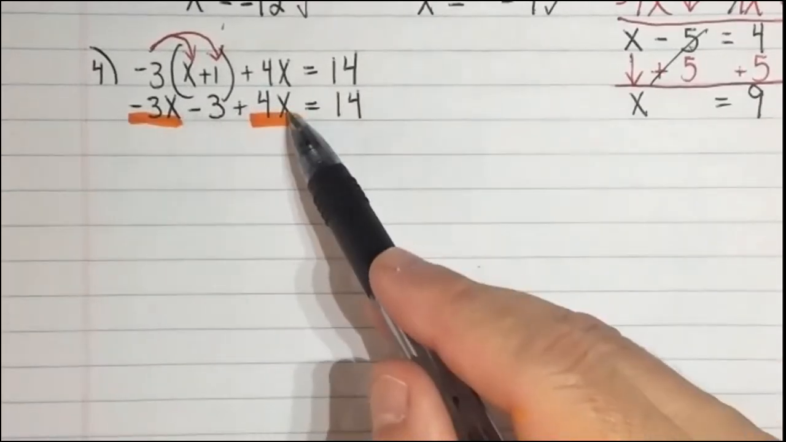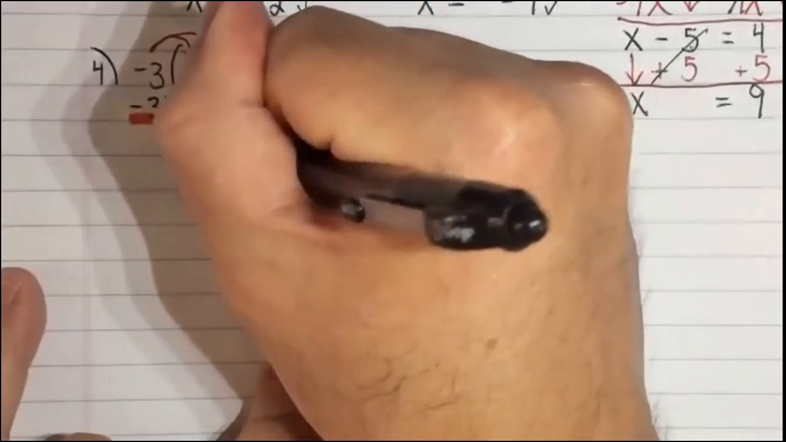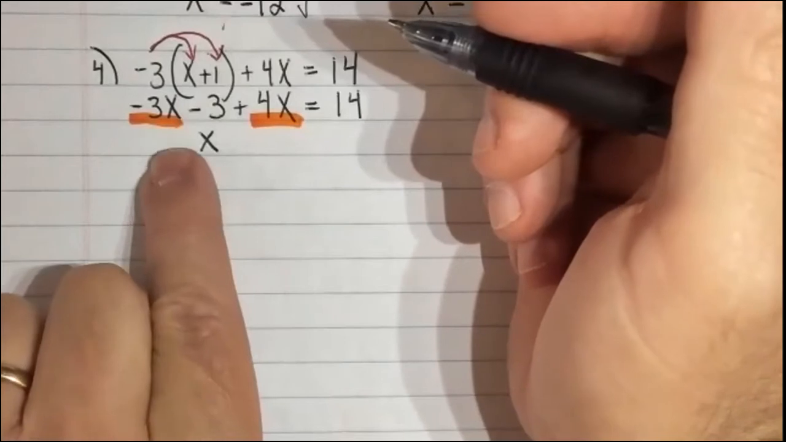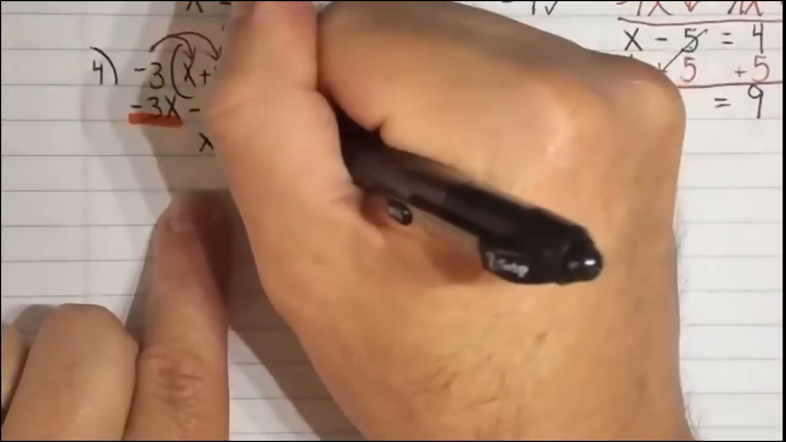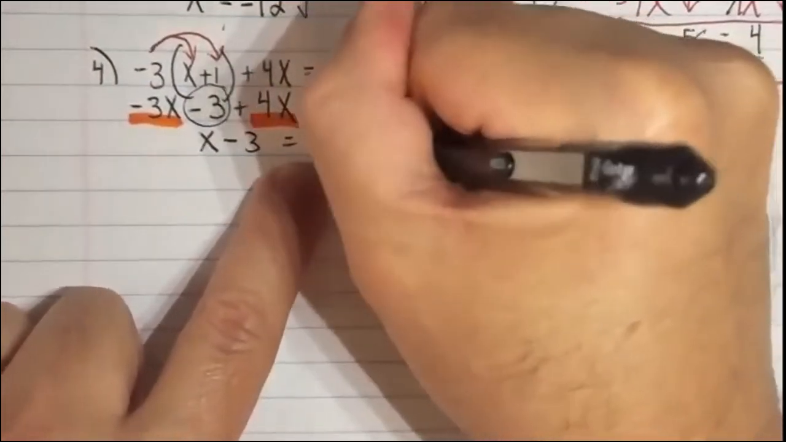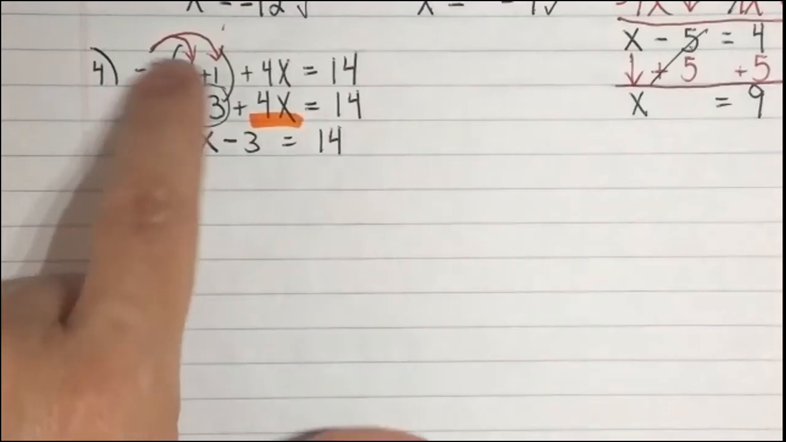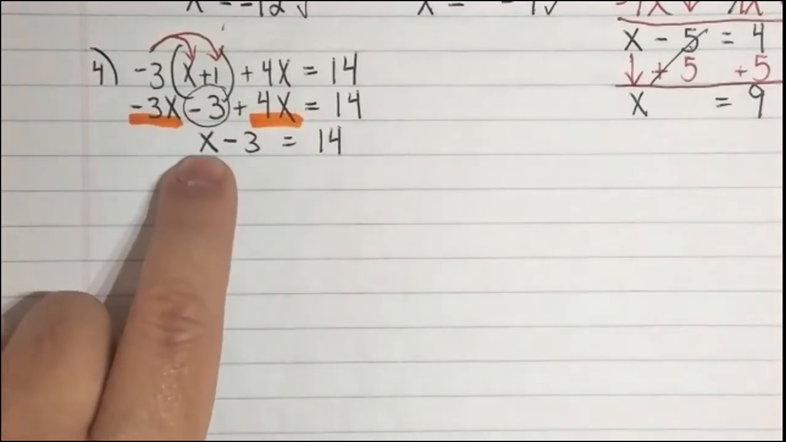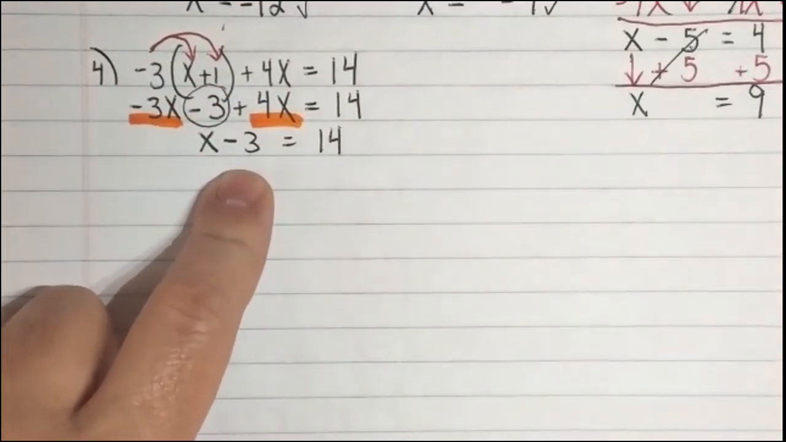So -3x plus 4x is actually going to give me a 1x. And again, when it's 1, we don't really write a 1x, we just write x. I'm going to move down to -3. I haven't touched that -3. It just comes down. And then I have my 14 on the other side. All right, so once I distribute and I combine my like terms, it's a single step algebra equation.